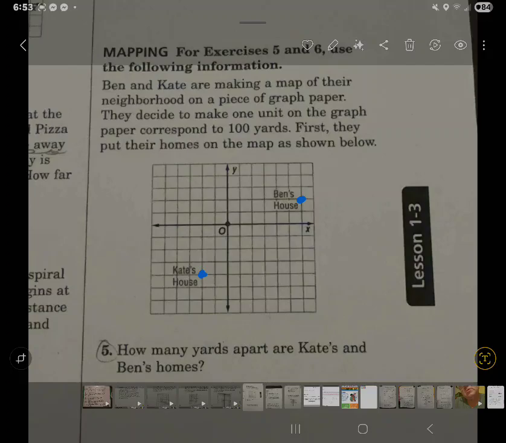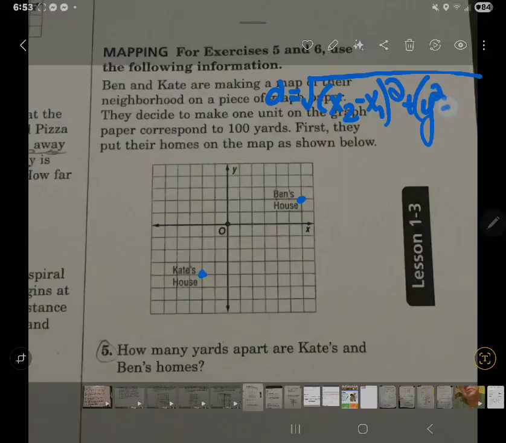So let's start with Ben's house. Let's write our formula down. It's D equals the square root of X sub 2 minus X sub 1 and all that squared plus Y sub 2 minus Y sub 1 and all that squared. And then we take the square root of everything that we put inside of that radical. Does that make sense so far? All right, so let's break this down. So again, we have the square root.